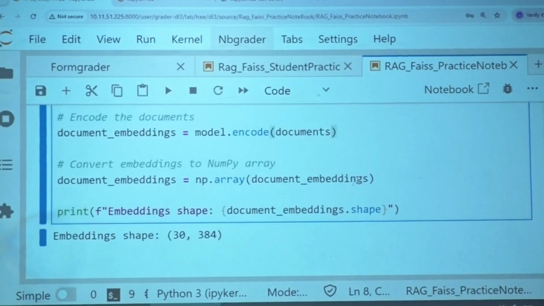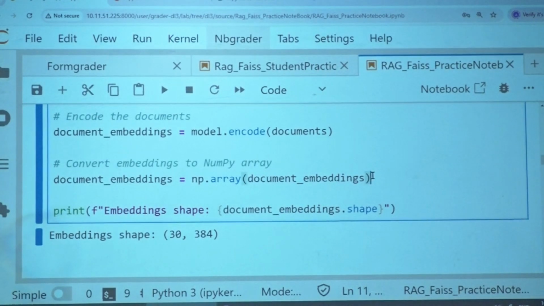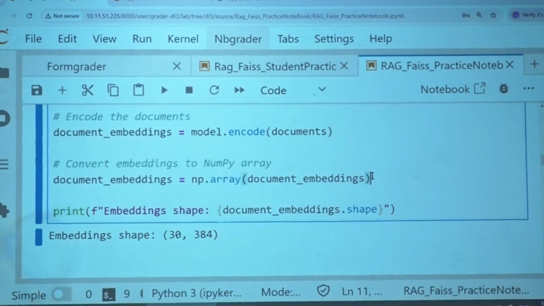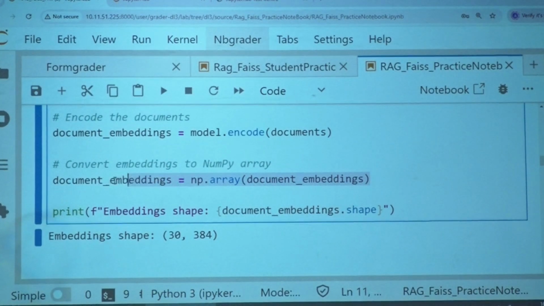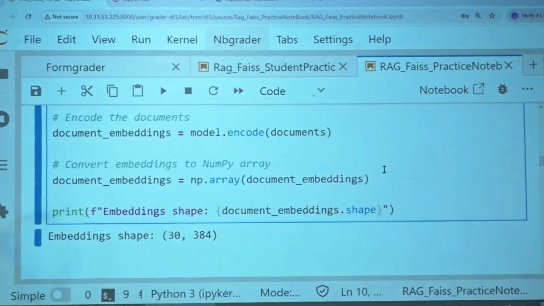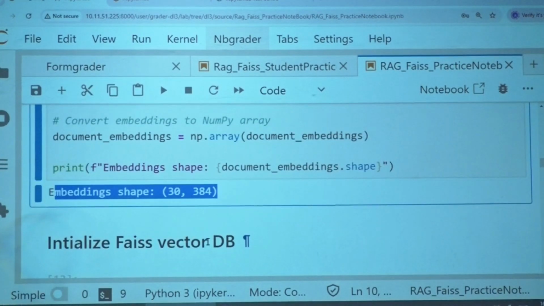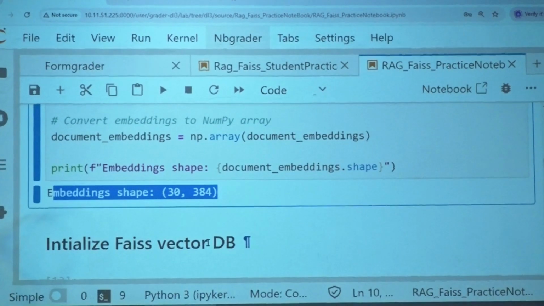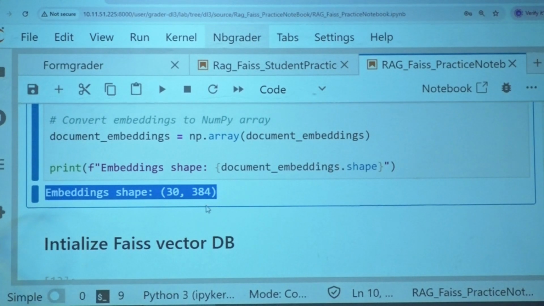Then we convert that output into a nice matrix array with documents on the x-axis and embedding on the y-axis. Now the model decides what is the dimension of your embedding. If you look at the line at the bottom, there are 30 lines, so 30 documents, and the embedding is 384. 384 is a very poor embedding. It's not a dense embedding at all.